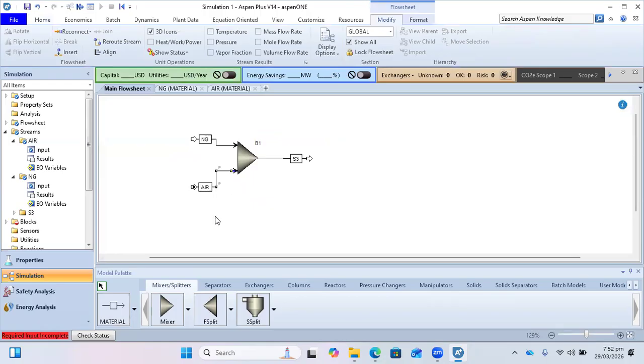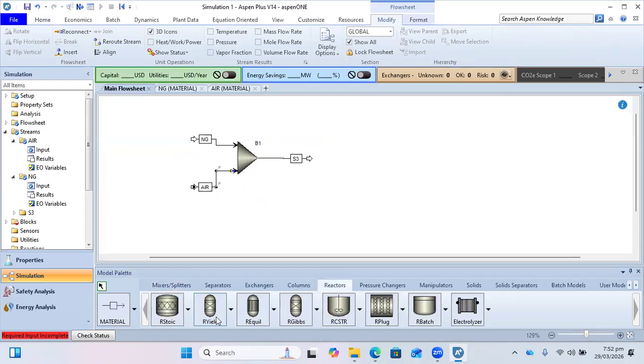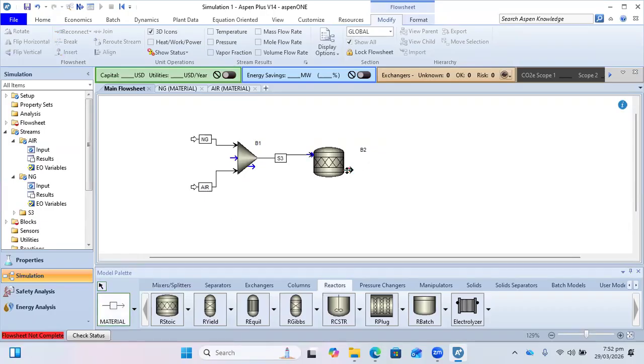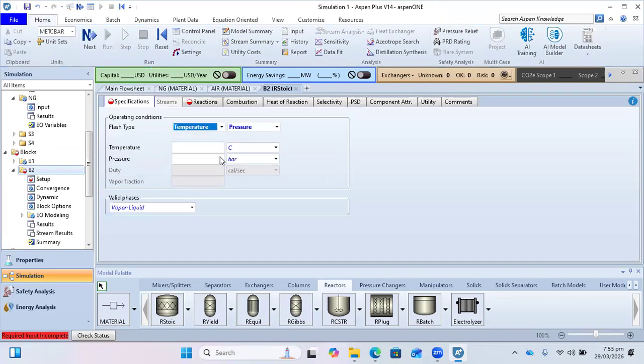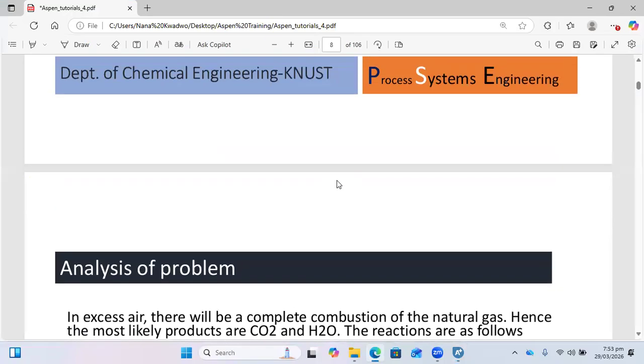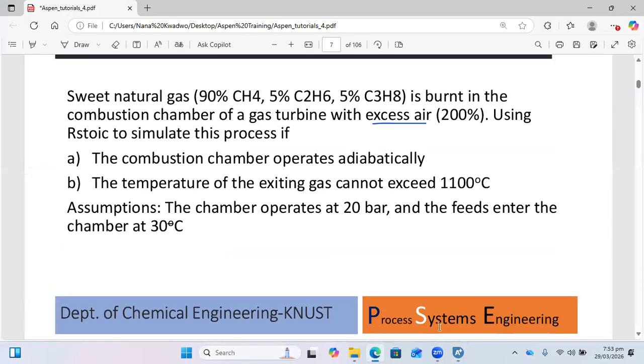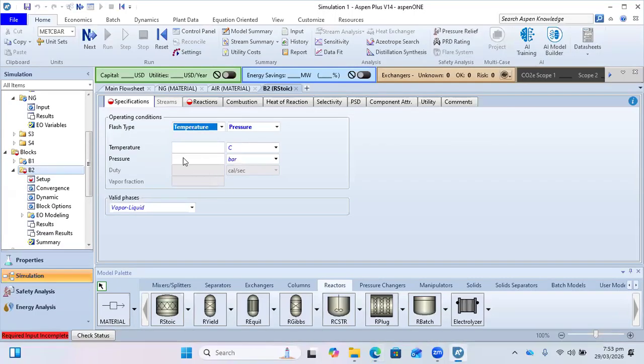So we are done with that part. We've put everything together into the mixer. Now the next thing is to include the reactor. So we'll click on our stock and then place it down, and then connect our stream, and then we'll give it an outlet. Now, if we double click on it, we can do the specification. For the first part, the question said we should work with it as though it was adiabatic, but at the same pressure, right? So the pressure is 20 bar. We can keep that value for pressure.